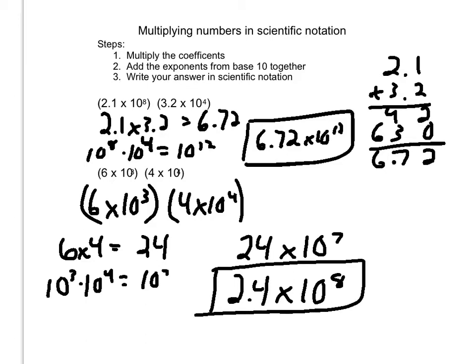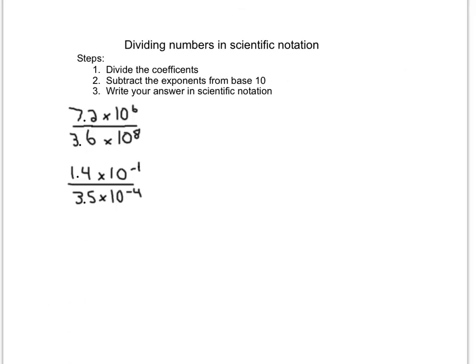Okay, so again, if you had to make this number go down to write it in scientific notation, then the exponent part has to go up. So 24 times 10 to the 7th is the same as 2.4 times 10 to the 8th. And let's do a couple of division examples.